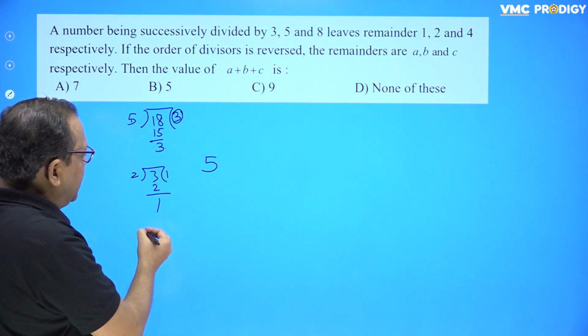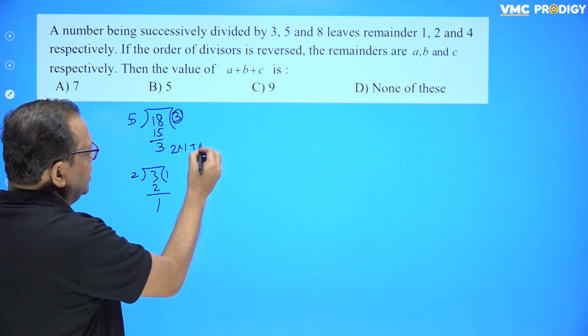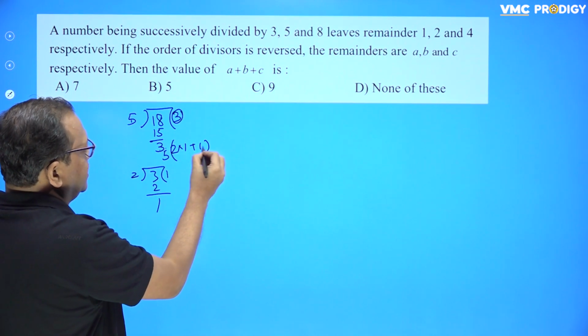So how to get 18? I can say that this number is 2 times 1 plus 1, and then I can say 5 times this plus 3.